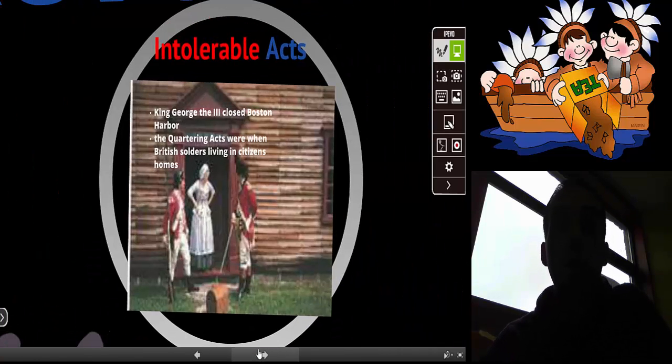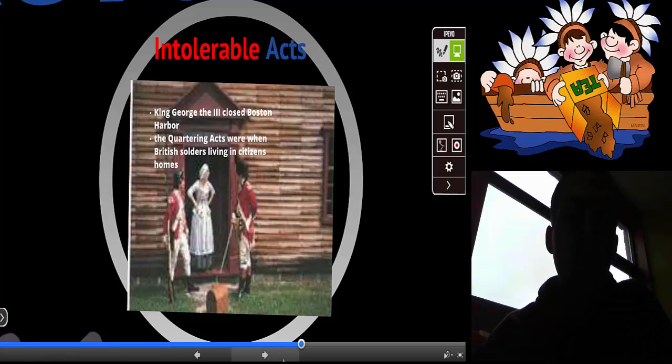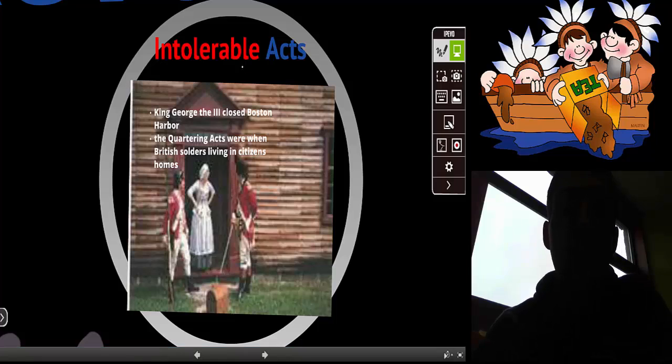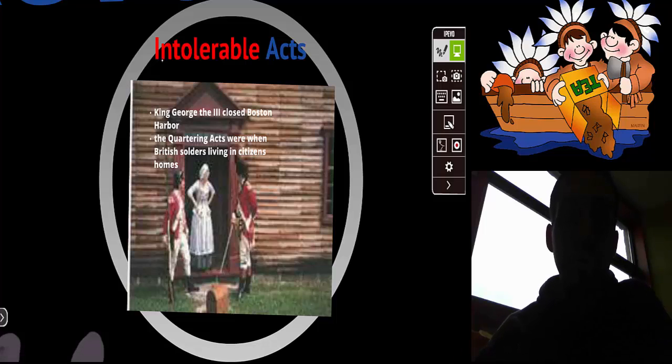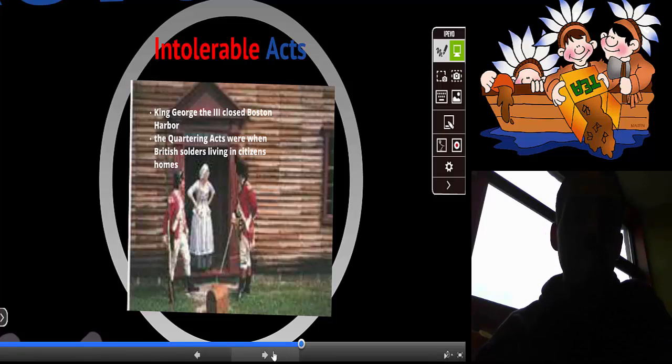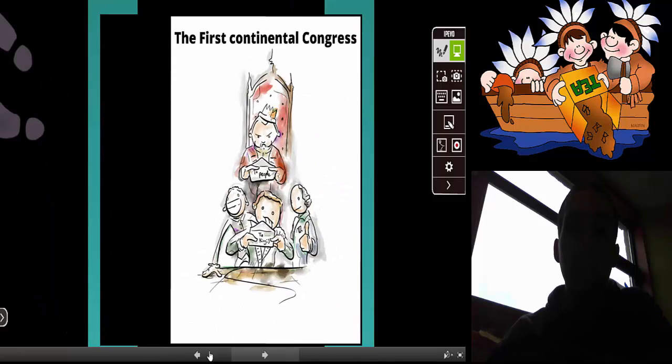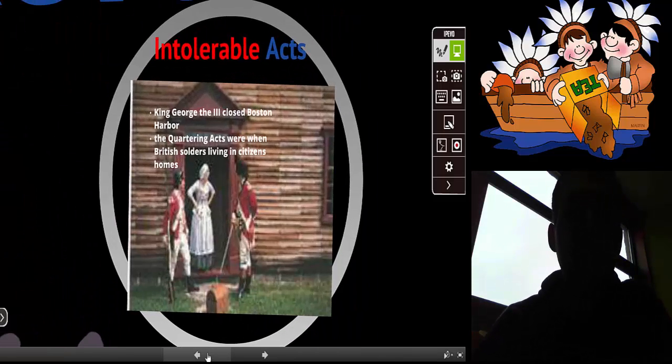Okay. The Intolerable Acts. As you can see, with the word intolerable, we know that able means able to, and in means not. So they were not able to tolerate these acts, which is why it's called Intolerable Acts. And let's discuss these acts and why they were not able to tolerate these acts.